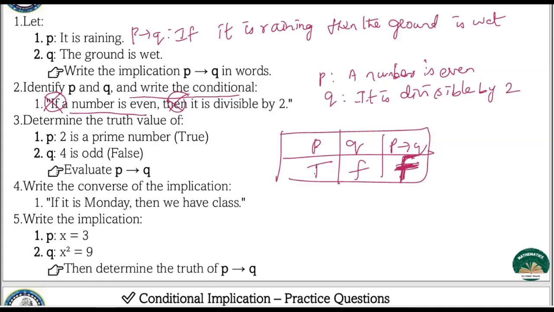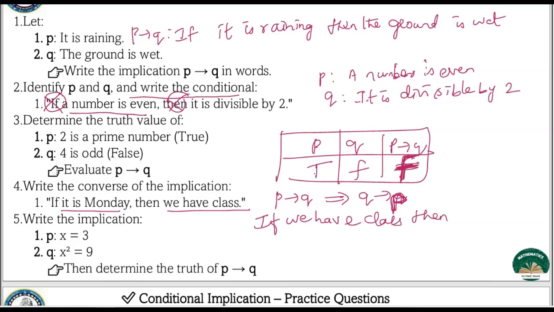Then write the converse of the implication. Converse means P implies Q is given, you should write it as Q implies P, that will become the converse. So here, what will be the converse? It is Monday, then we have class. So first we write we have class, and then it is Monday. If we have class, then it is Monday. So we reverse the given statement; that is called converse.